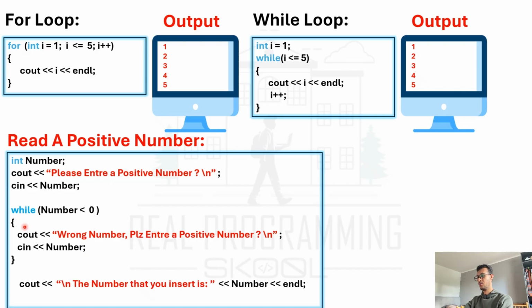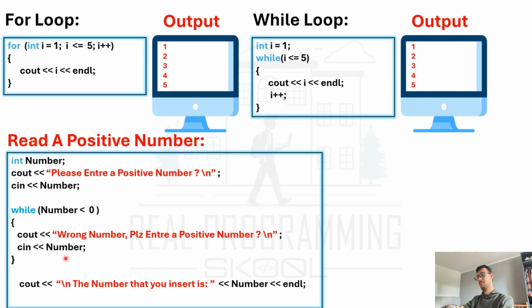I will use the while keyword, open bracket, I will take the number that is stored inside it, the name of the variable, the negative number that the user actually already inserted, and I will say if the number is less than 0, which means negative number, please display for the user on the console screen "wrong number, please enter a positive number" and wait till the user inserts a positive number.